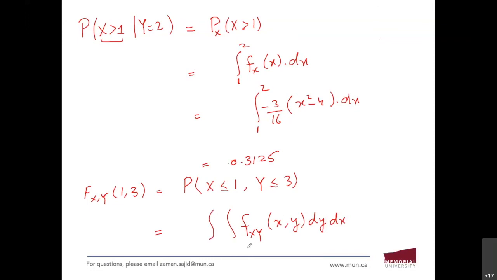Now the y limits are from 0 to 3 and the x limit should be from 0 to 1, because here he's asking us the maximum limit is 1, not 2. Folks, I need to go to the next slide, please. Now in the next slide, I'm just going to plug in my joint probability function here.